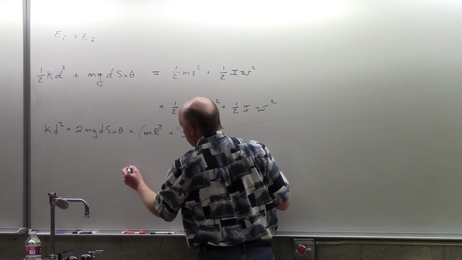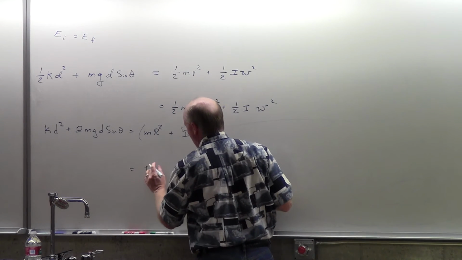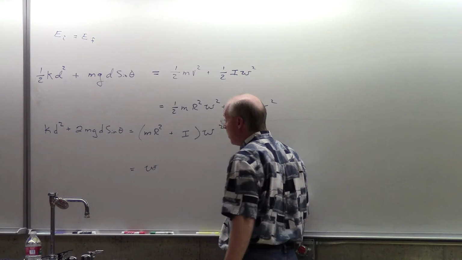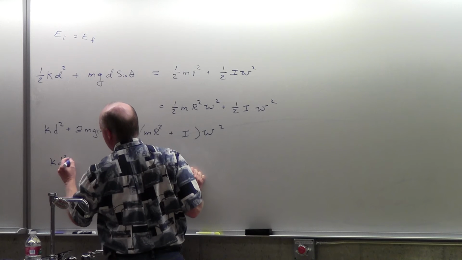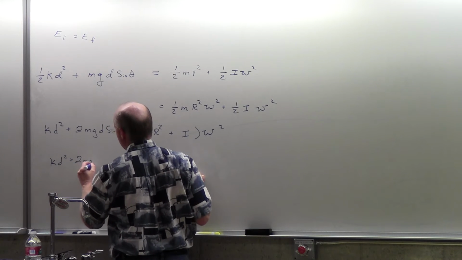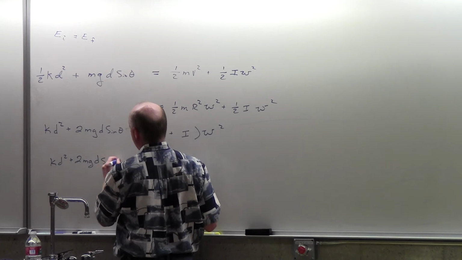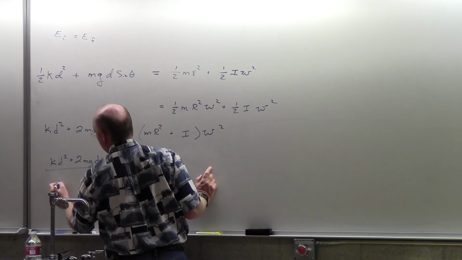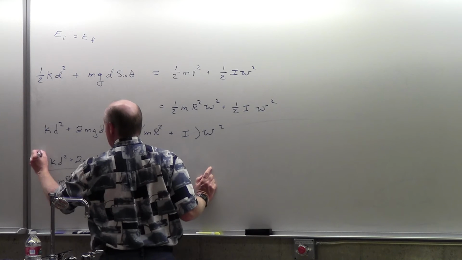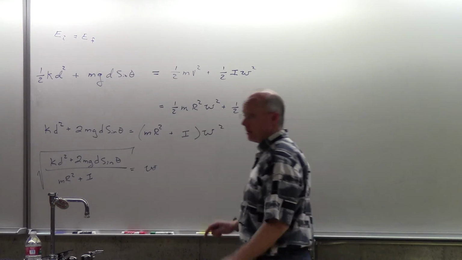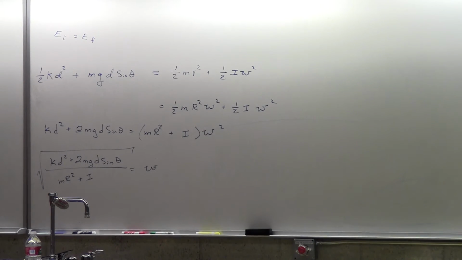And now I can get the answer that they want, which is an equation for omega. This would be kd squared plus 2mgd sine theta divided by mr squared plus I, taking the square root of all of that. So divide and take the square root. So two more steps there, and I'm hoping I'm not doing too much math in one shot.